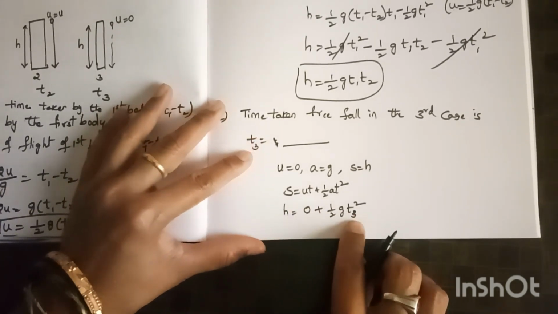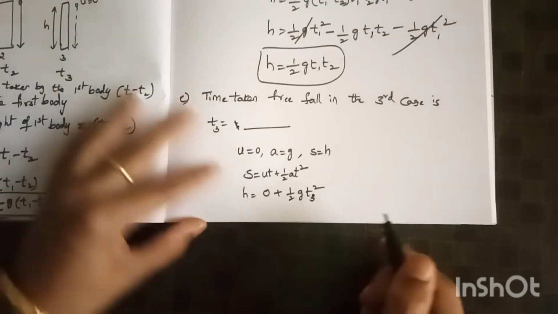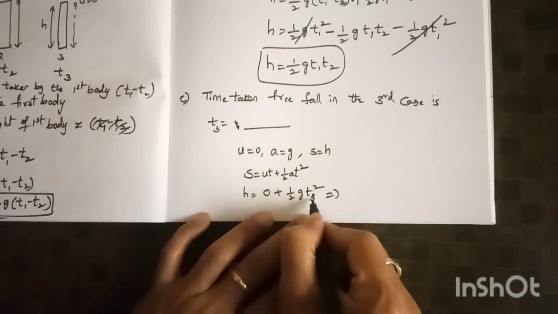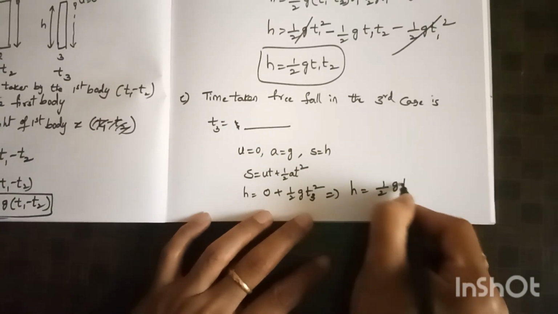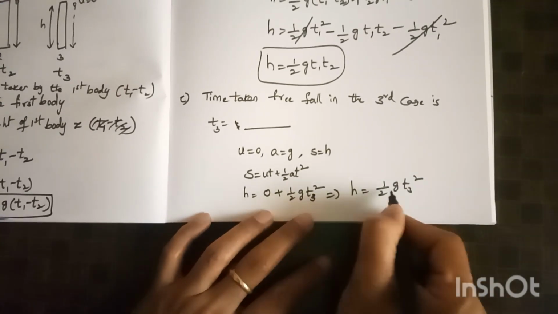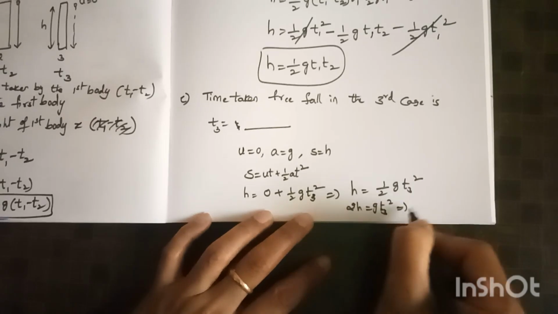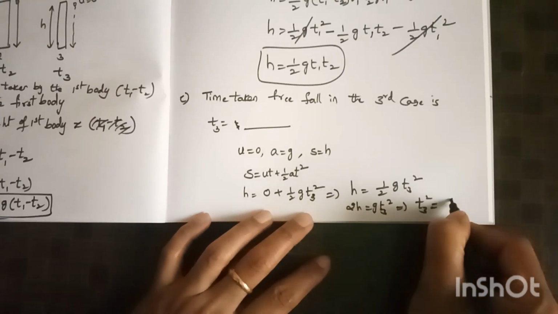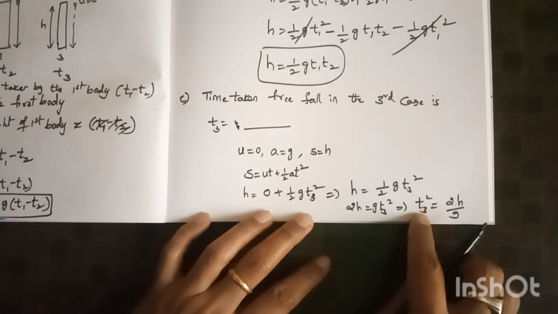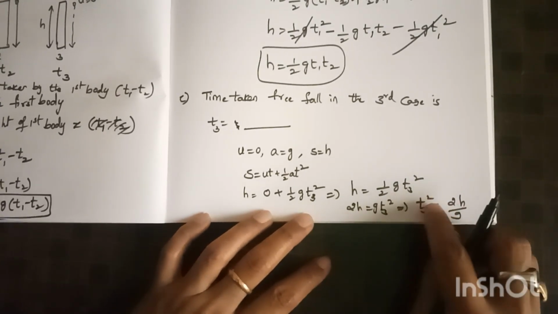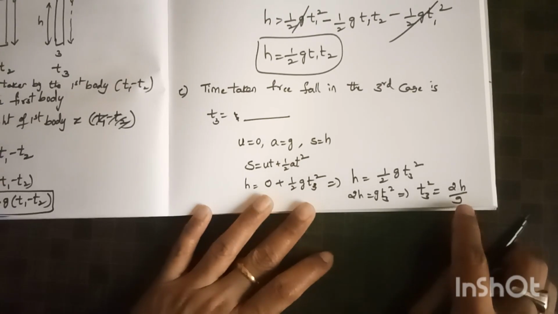Why am I taking 3 here? Because it is the time taken for the third body. So you can call it t free, freely falling. You want t here, so make it the subject: h equals half g t3 square. So send these terms here, 2h equals g t3 square, so t3 square equals 2h by g. Here 3 represents the time taken by the third body, that is the freely falling body. If you send the square to the right hand side, it will become a square root.